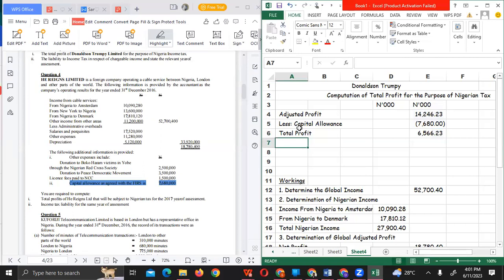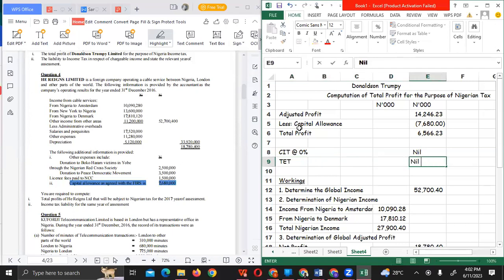The next thing is, is it a small company, large company, or medium-sized company? The thing here is a small company. Small companies are liable to tax at 0%, right? We have CIT. It's also a foreign company and will not be liable to tertiary education tax. Tax liability.